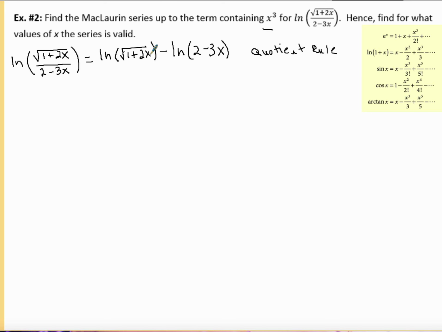All right, and then I see that I've got this square root. If you recall, square roots are simply powers of 1/2. So we can rewrite this: the natural log of 1 plus 2x to the power of 1/2. And remember, I'm trying to get it into this format, the natural log of 1 plus x, and here I've got 2 minus 3x. Well, I can easily make it a plus sign by writing it like this. Hopefully you see that. So we're getting there. Mostly what I did here is the power rule.